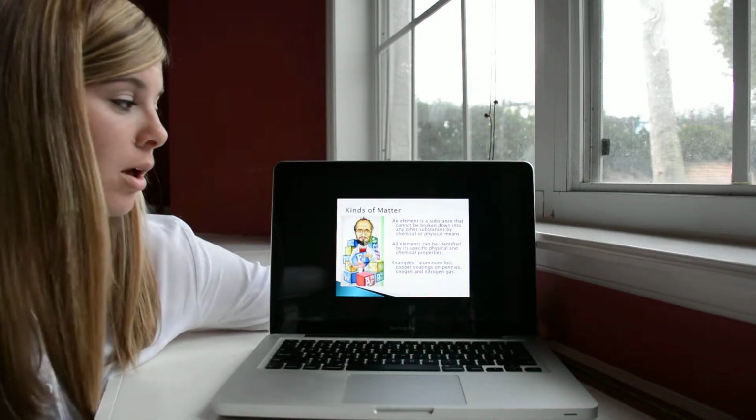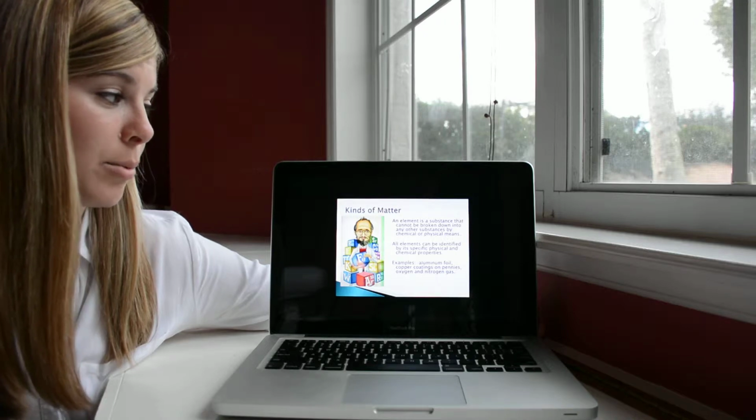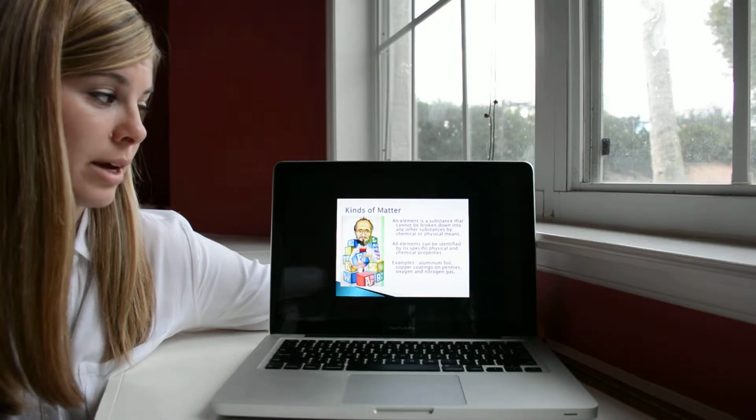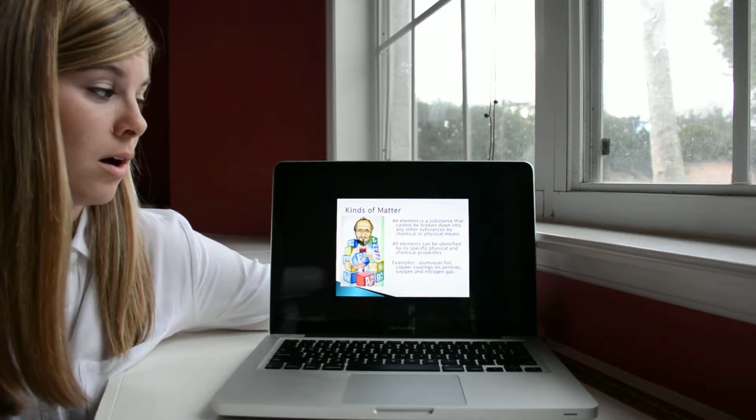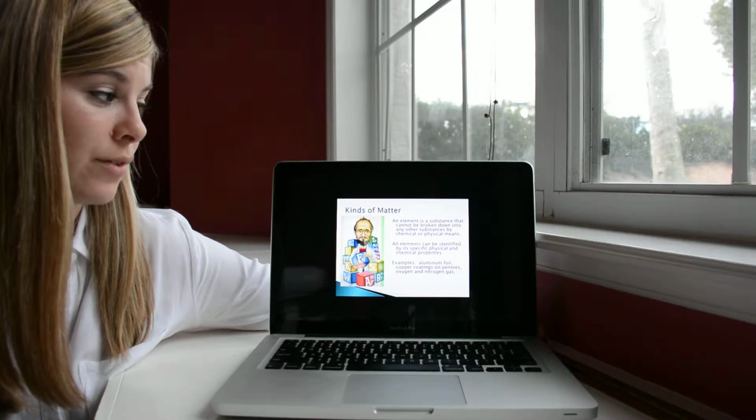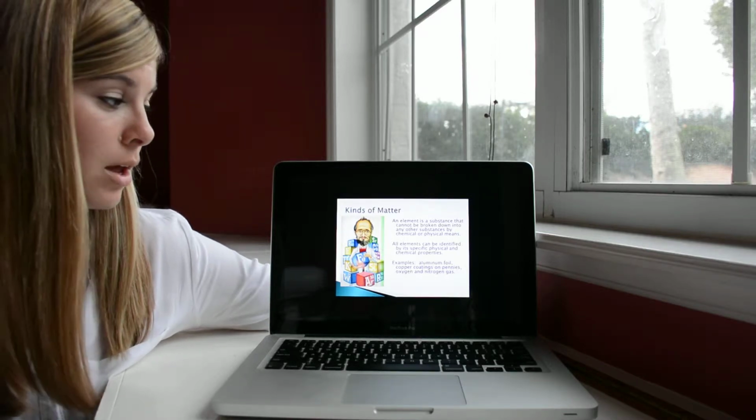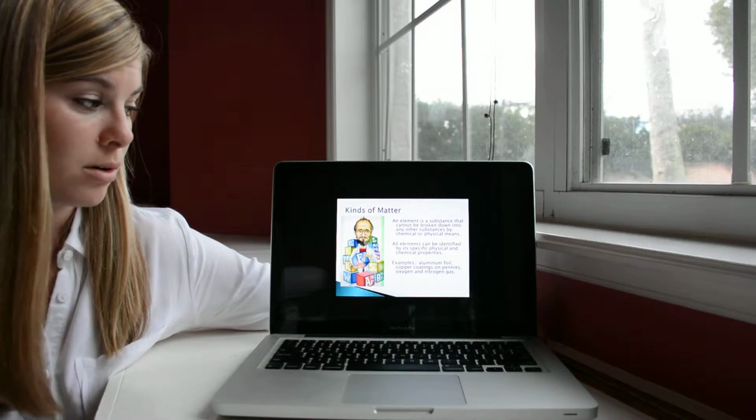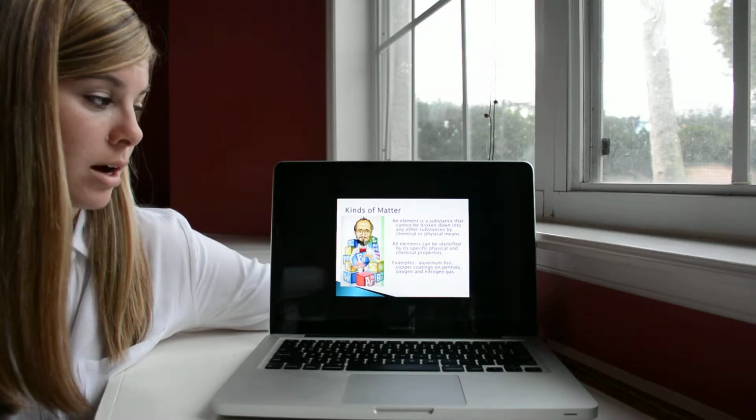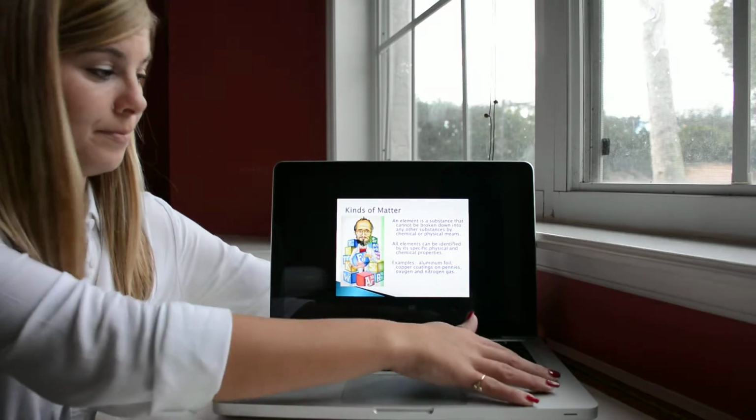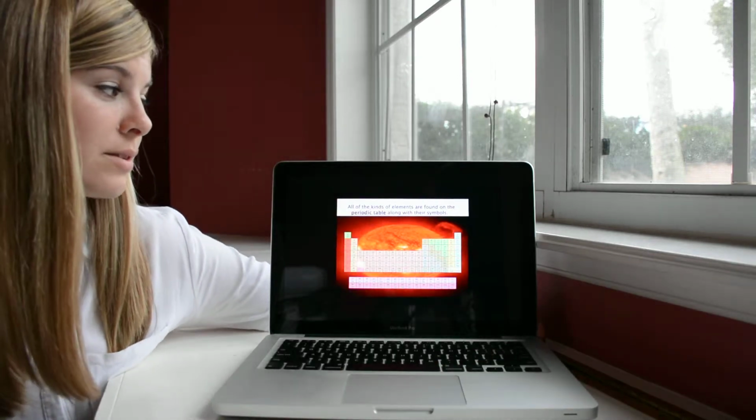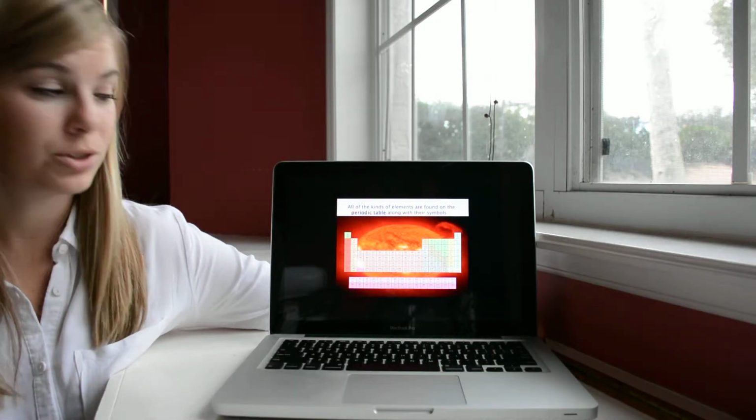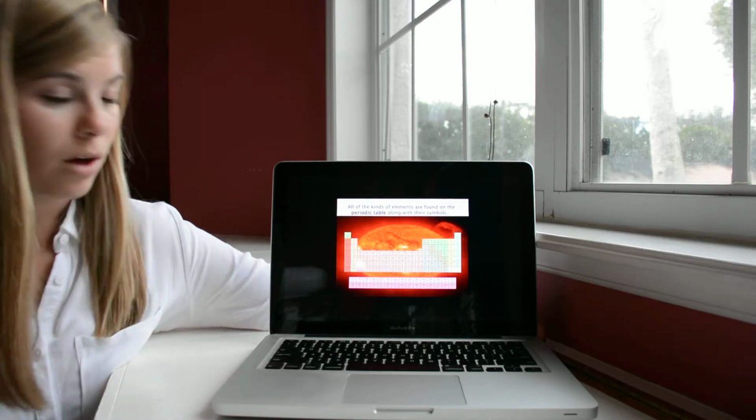Kinds of matter. An element is a substance that cannot be broken down into any other substances by chemical or physical means. All elements can be identified by their specific physical and chemical properties. For example, aluminum foil, copper coatings on pennies, oxygen, and nitrogen gas. All of the kinds of elements are found on the periodic table, which looks like this, along with their symbols.